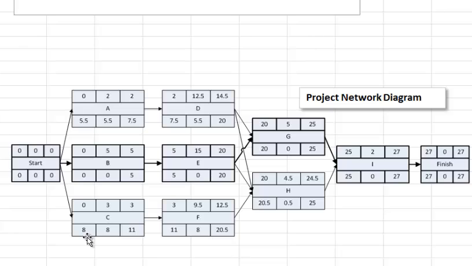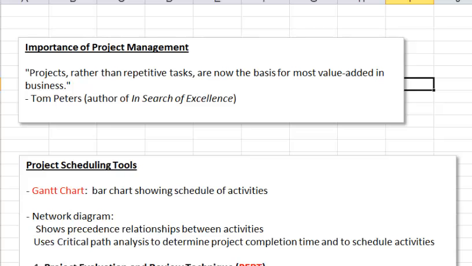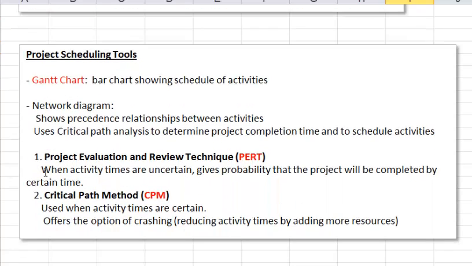There are two techniques that use this kind of network diagram, PERT and CPM. Let's look it up here. PERT stands for Project Evaluation and Review Technique, and CPM stands for Critical Path Method. Both of these methods were developed in the 1950s, but by separate groups. Both use critical path analysis to determine the project completion time and in scheduling the activities.